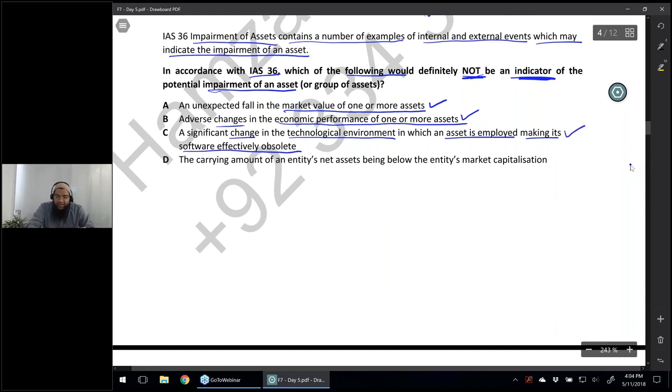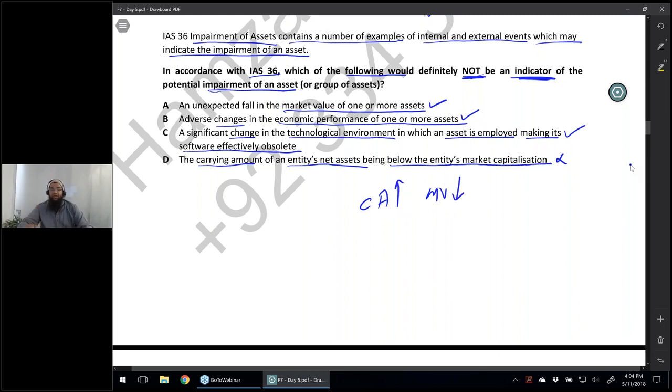The carrying amount of the entity's net assets being below the entity's market capitalization. So carrying value is less than the market value of the company. Is this an indication? No, this is not an indication. If the carrying value would have been higher and the market value would have been lower, that would be an indication of impairment, that my assets are overvalued as compared to the market. But in this case, the carrying value is less and the market value is higher. So your answer to this question is actually D. That D is not an indication of impairment.